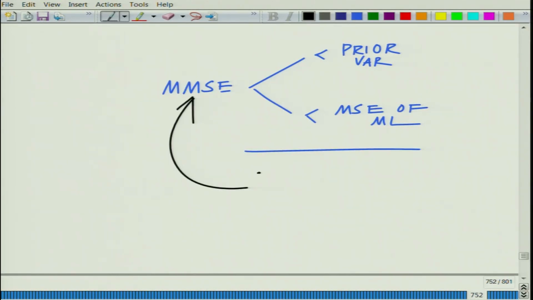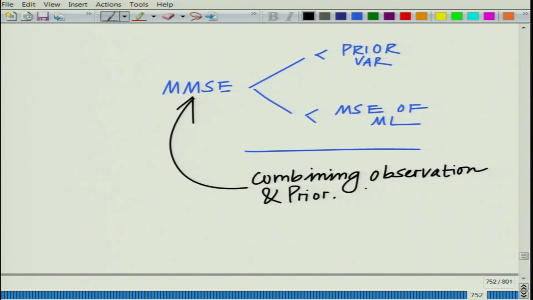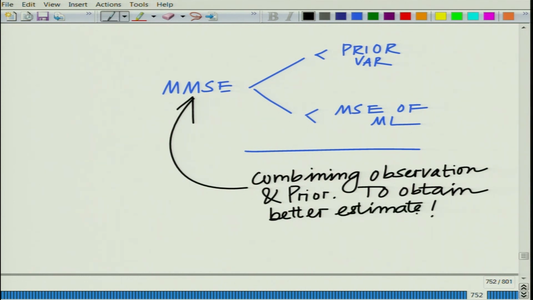So, essentially what this is doing is the MMSE principle, combining the observation, or the likelihood, and the prior, to obtain a better estimate than both, which has a lower MSE than both. That is essentially the MMSE principle, or the minimum mean squared error principle.